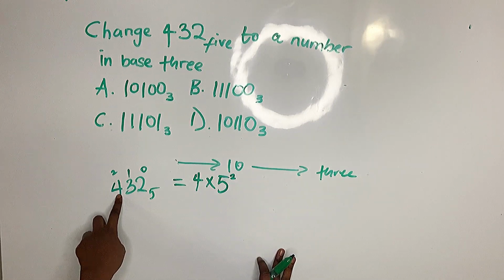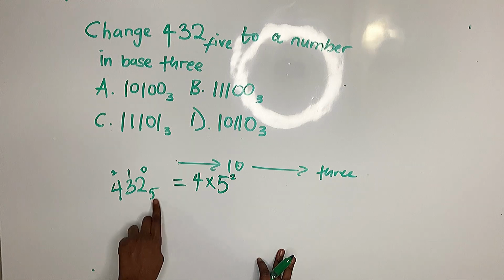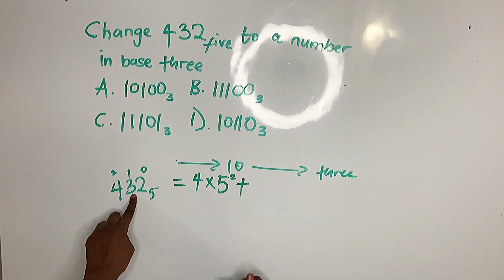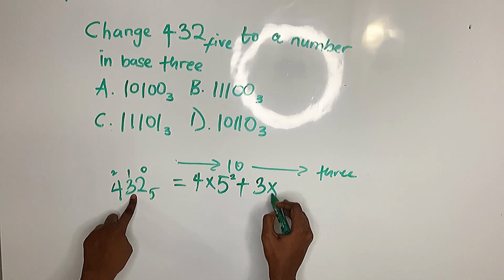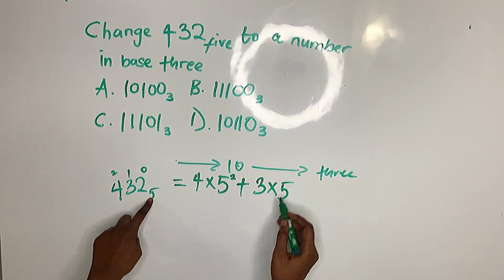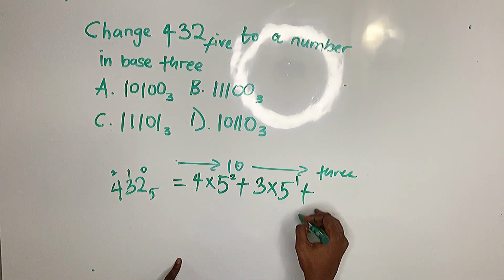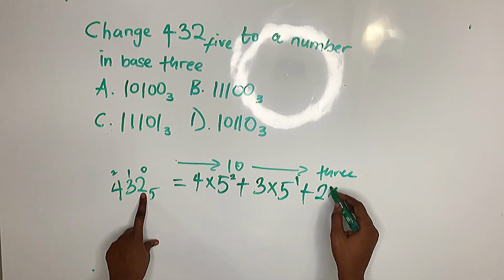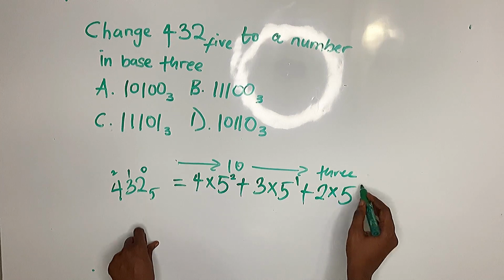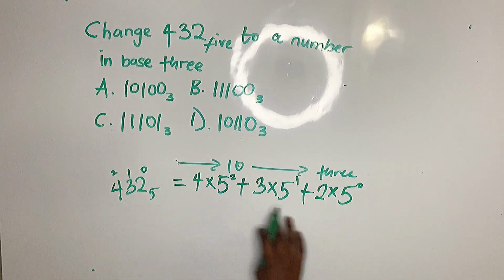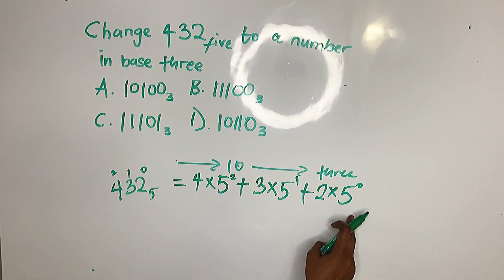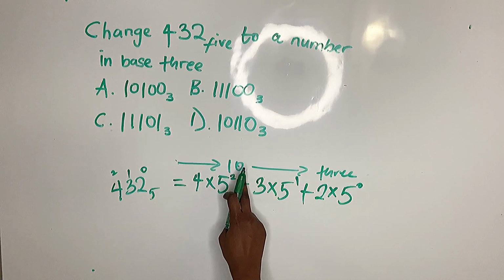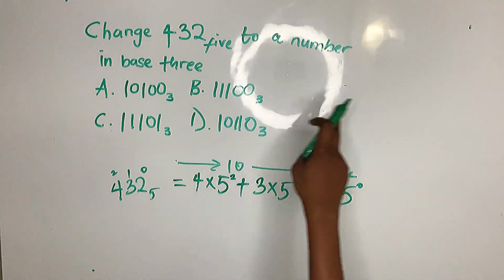So the number itself is multiplied by the base, and you raise the base to the power of that count. Then you add, and pick the next value, which is 3. So we have 3 multiplied by our base 5 raised to the power of 1, plus pick the last number, 2, multiplied by base 5 to the power of what? 0. Then we simplify this. Once we are done simplifying, our final answer will be a number in base 10. After which we now convert from base 10 to base 3.